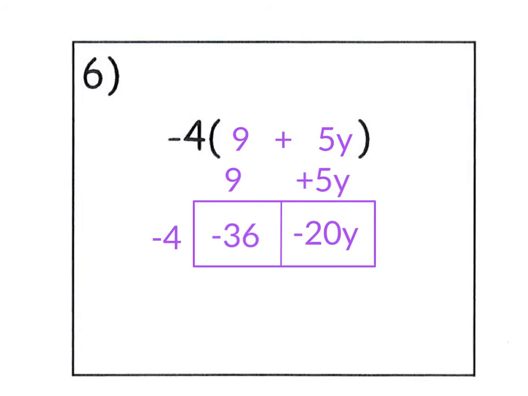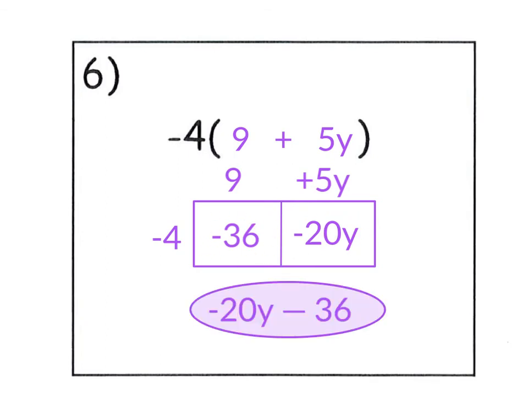Now I have my two terms that need to be put together. Because I like to keep it in that standard form, I'm not even going to write the 2 like they are right now, because I can see that this does not have a variable and this one does. So I'm going to rearrange it. I'm going to write the negative 20y first and then the minus 36, so that my answer is negative 20y minus 36.